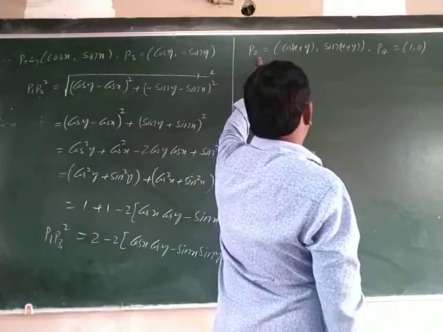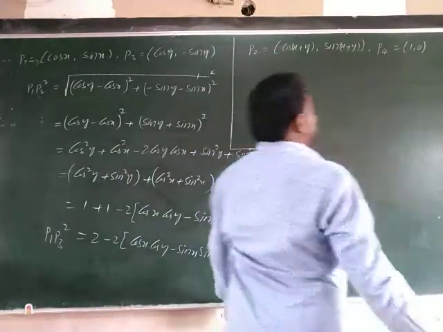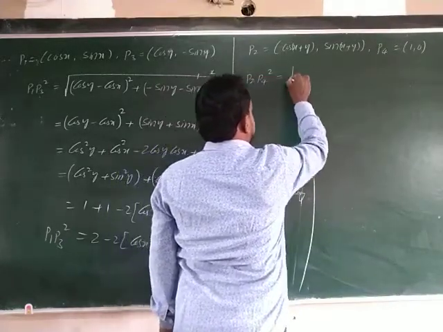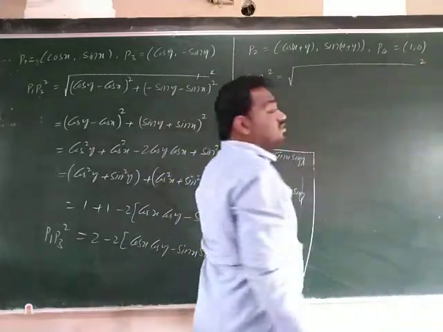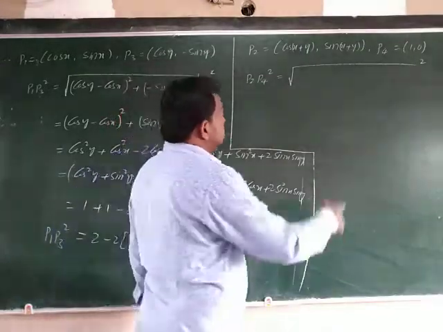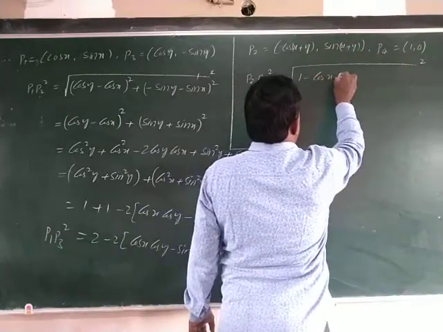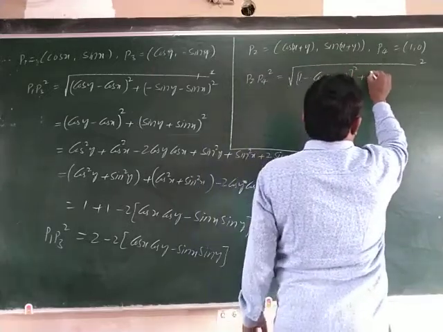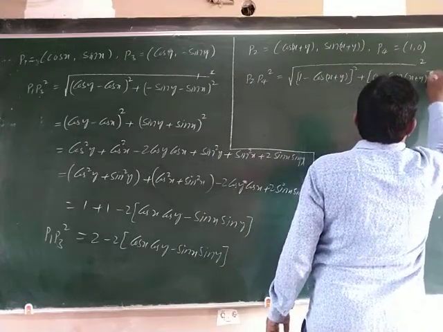p2 is equal to cos of x plus y comma sin of x plus y. p4 is equal to 1 comma 0. Now p2 p4 square, the distance between the points p2 and p4, is equal to square root of x2 minus x1 whole square plus y2 minus y1 whole square. So x2 minus x1 whole square is 1 minus cos of x plus y whole square, plus y2 minus y1 whole square, 0 minus sin of x plus y whole square.